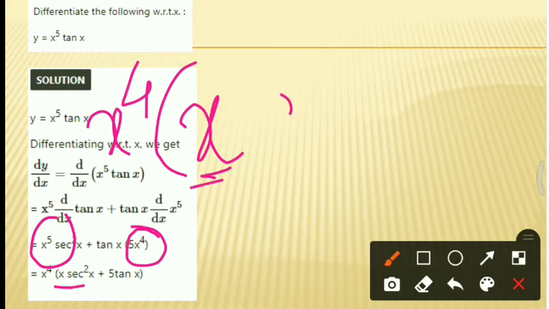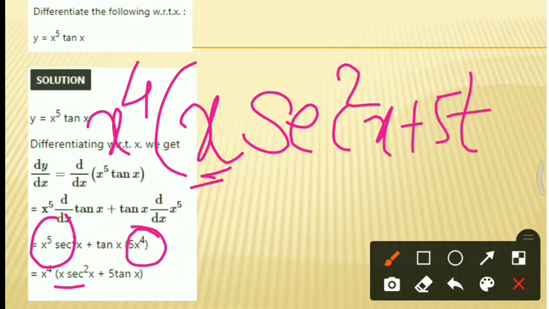x into sec square x plus 5 tan x. Okay, so this is the final answer.